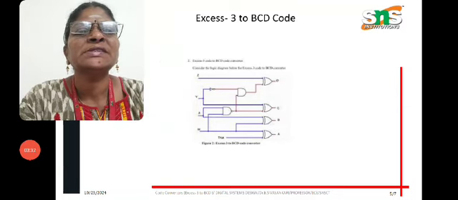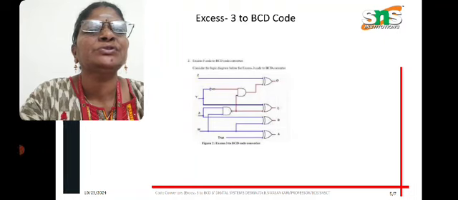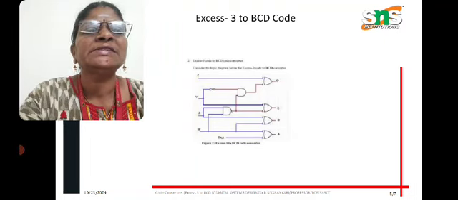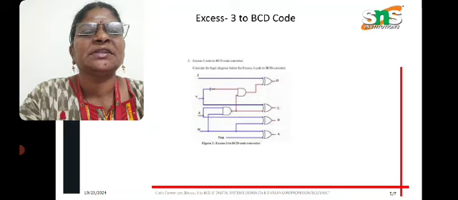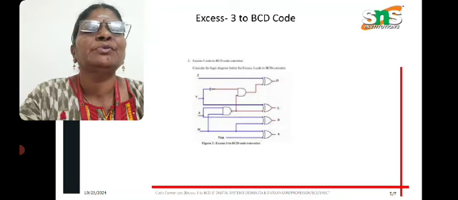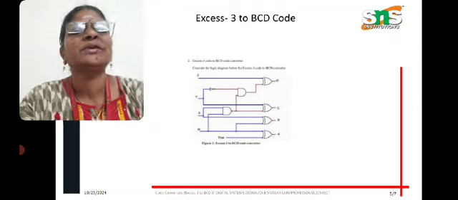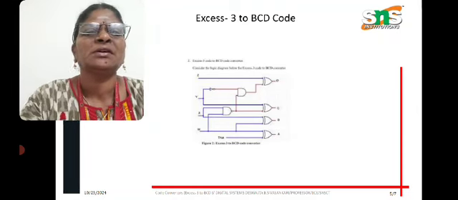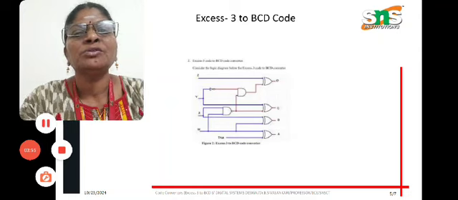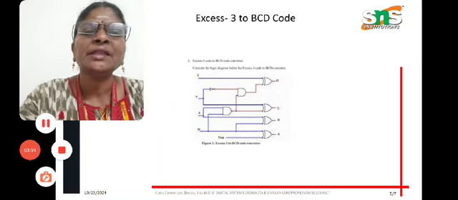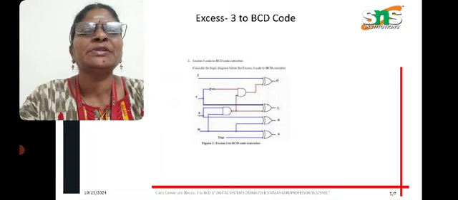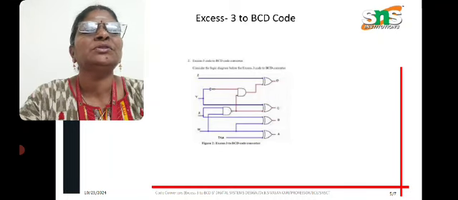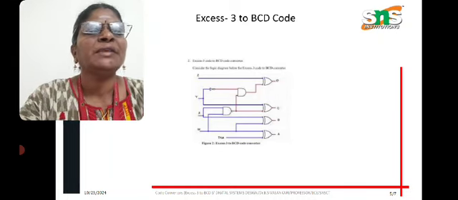So this is the logic circuit of your XS3 to BCD. Your outputs are A, B, C, D. Here we have considered your XS3 inputs as W, X, Y, Z. It can also be, as I said, up to the user's mindset. We can also consider this as E1, E2, E3, E4. If not, it is represented here as W, X, Y, Z. And your output, that is your BCD codes, are A, B, C, D.